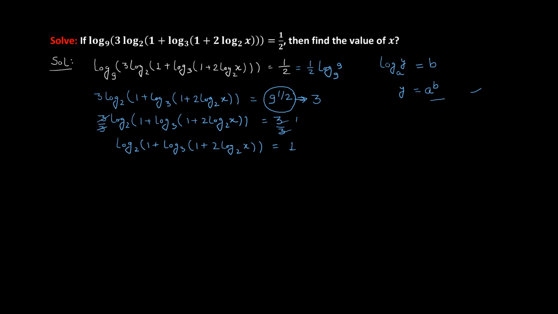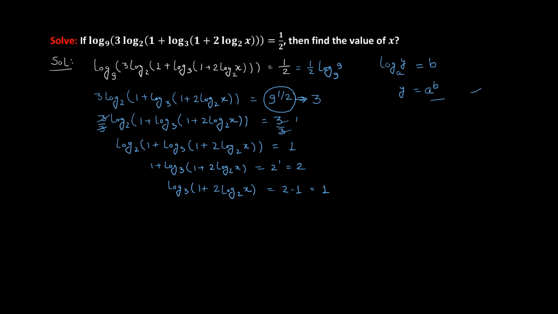Again, by using this formula, we can write it as 1 plus log base 3 of 1 plus 2 log base 2 of x is equal to 2 to the power 1, that is equal to 2. So here log base 3 of 1 plus 2 log base 2 of x will become 2 minus 1, and we will get equal to 1.